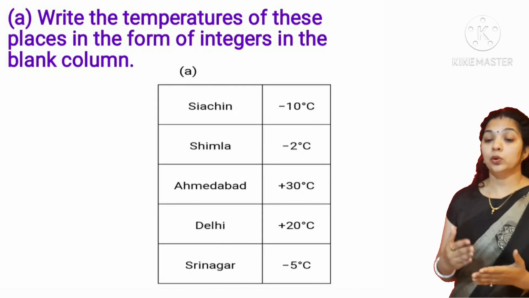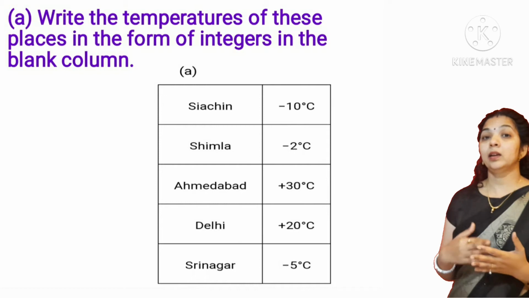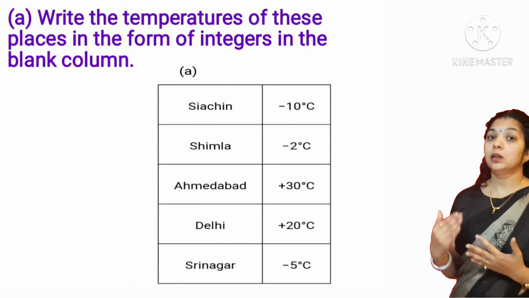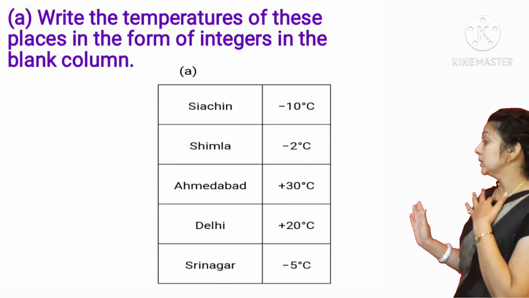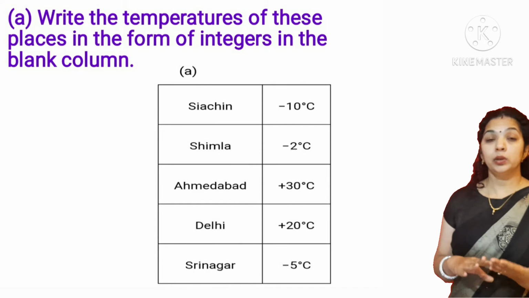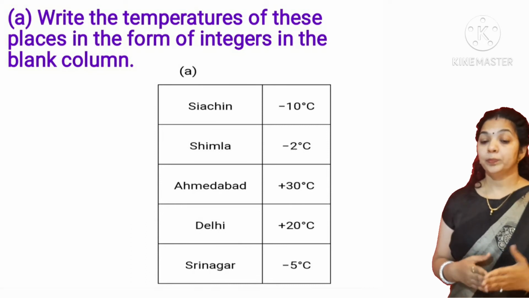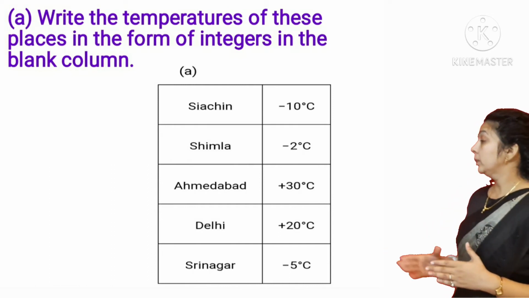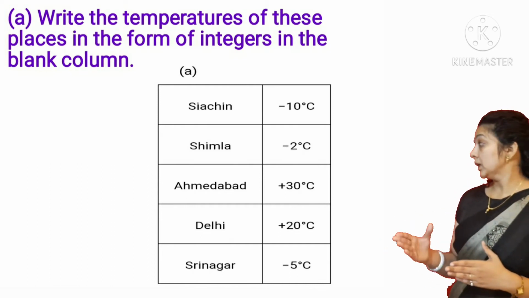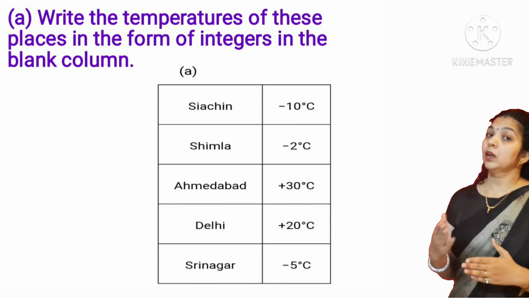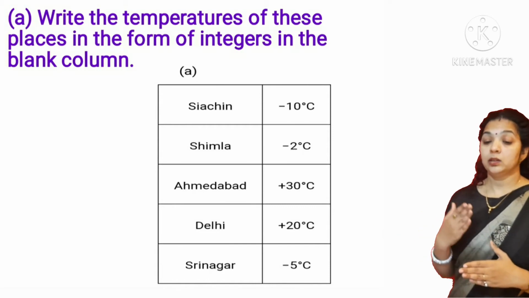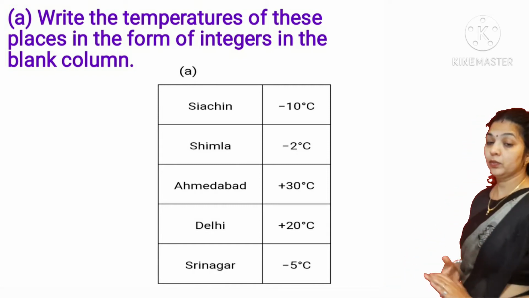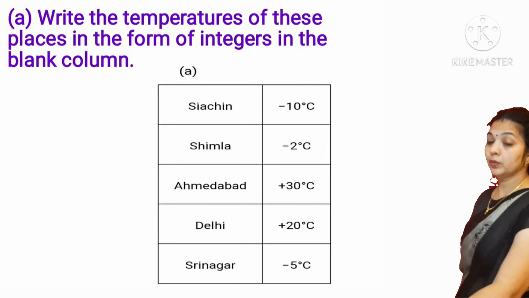Now what you have to do is list these temperatures according to the signs. Siachen 10 degrees below 0, it means minus 10. Shimla 2 degrees below 0, because numbers below 0 will be taken as negative, it means minus 2 degrees. Ahmedabad 30 degrees above 0, so it would be plus 30, and Delhi 20 degrees above 0, plus 20. Srinagar 5 degrees below 0, that means minus 5.